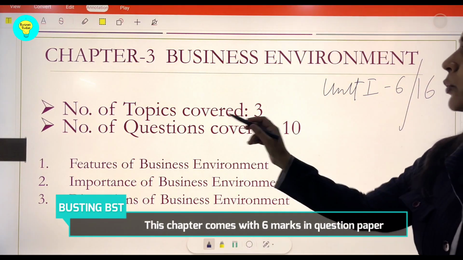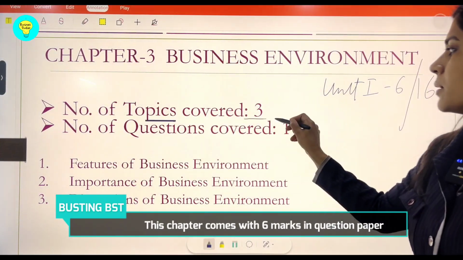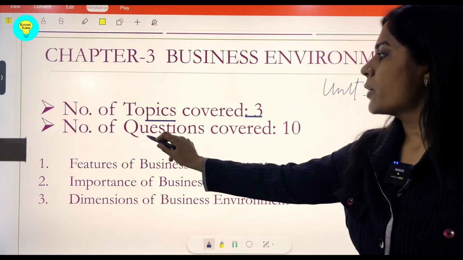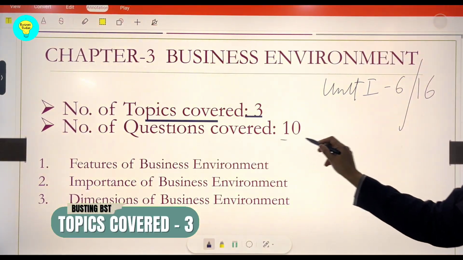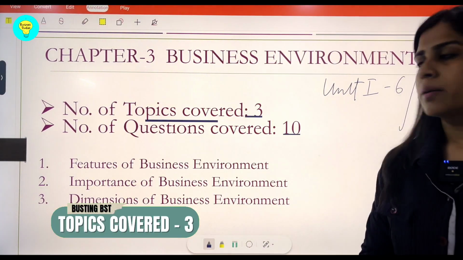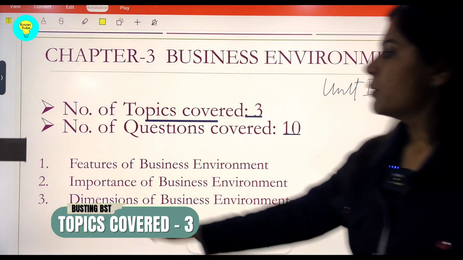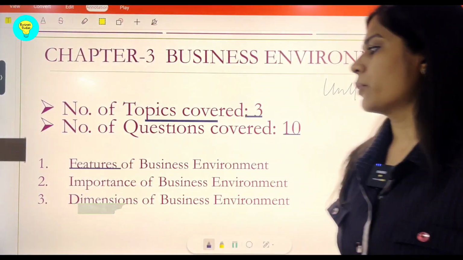So we have covered a total number of 3 topics in this chapter with number of questions over the past 5-year question papers as 10. So the very first topic being features of business environment we are going to discuss now.